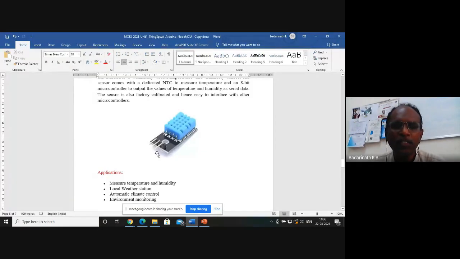So you can ask the question, sir, there is only one pin. How can RPi and the DHT11 communicate? Yes, it is a single pin or single line bus.